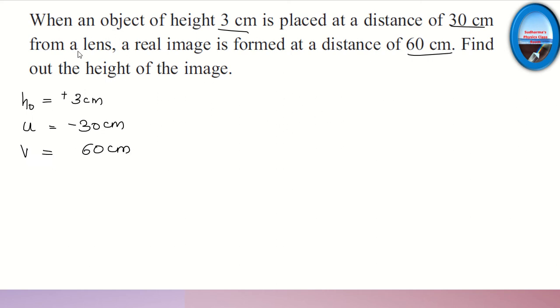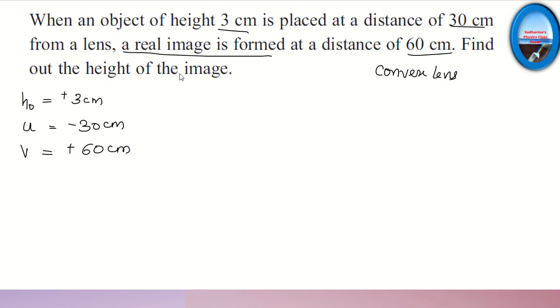So they didn't mention what kind of lens it is. And we know that only a convex lens forms a real image, right? Concave lens always forms a virtual image. So V is equal to plus 60. Once again, how do we identify it as plus 60? It is a real image. A real image is formed, so only a convex lens forms the real image. So real image will be on the right side of the lens. So V is positive. Find out the height of the image.